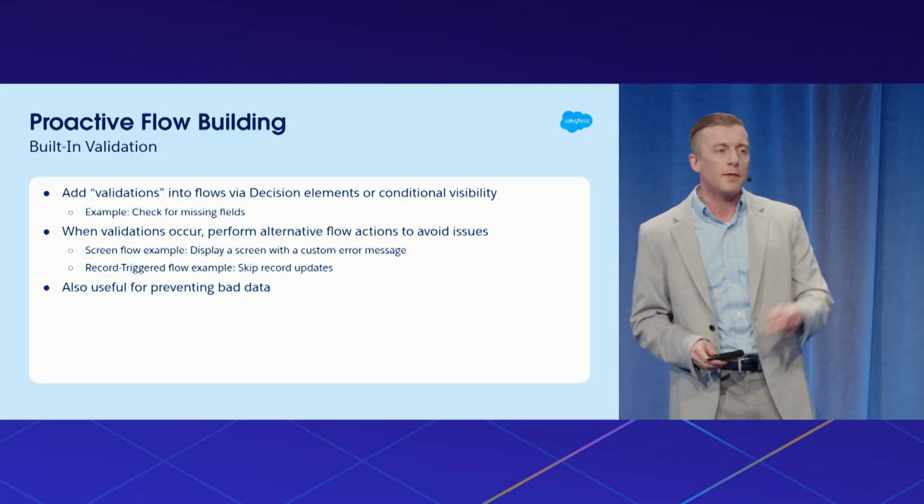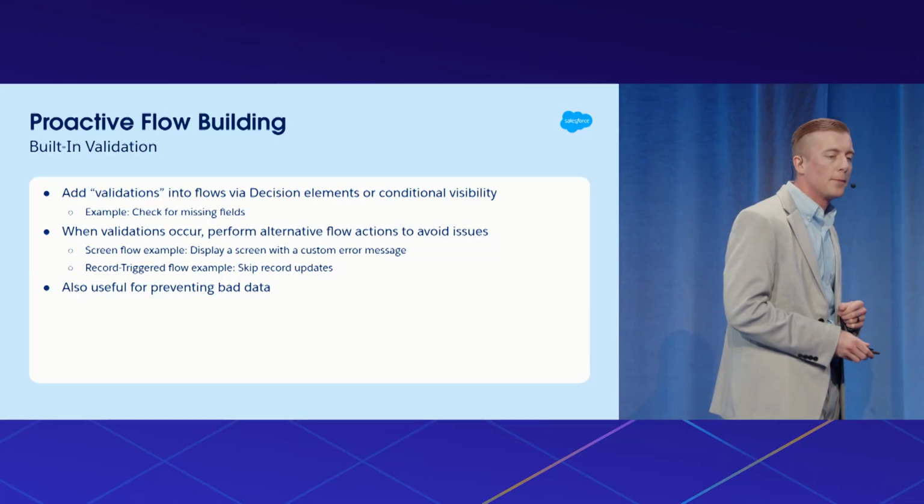How can we proactively build and proactively test our flows to reduce the number of flow errors that occur or narrow down exactly what errors it might be? So we'll start with some proactive flow building best practices, and I have two main best practices in mind here.